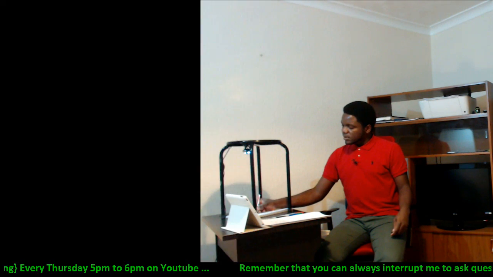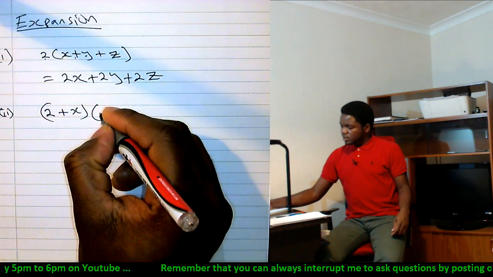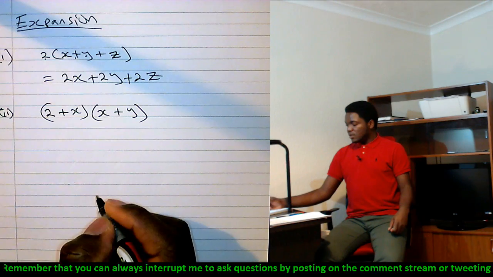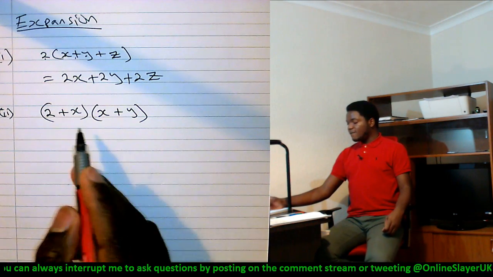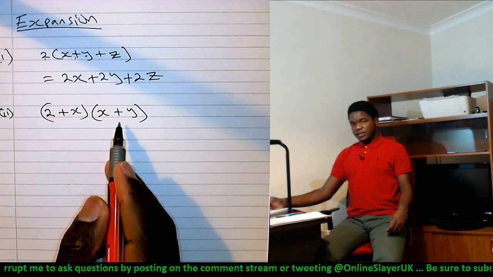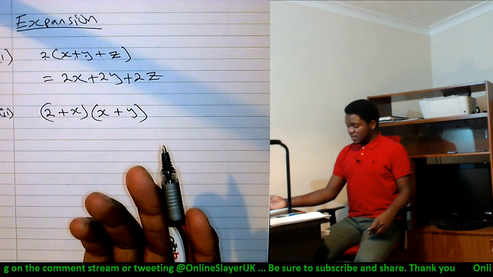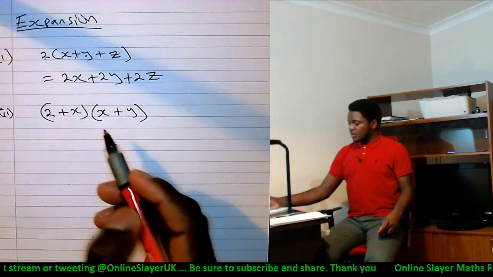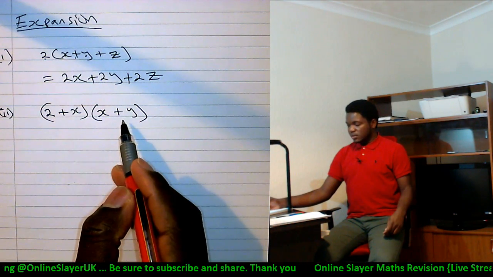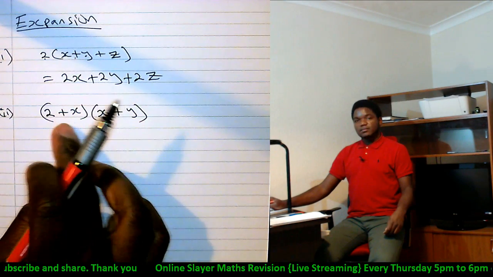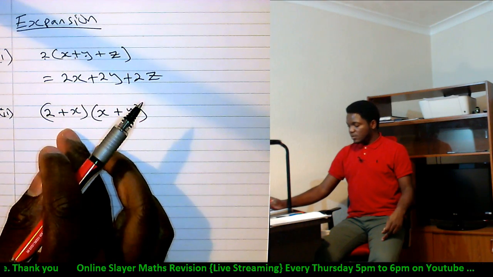2 plus x into x plus y. Well, in this case, you have two expressions multiplying each other. Basically, all we need to know is that when you've got this kind of situation, leave one of them as it is and separate the other. What do I mean?